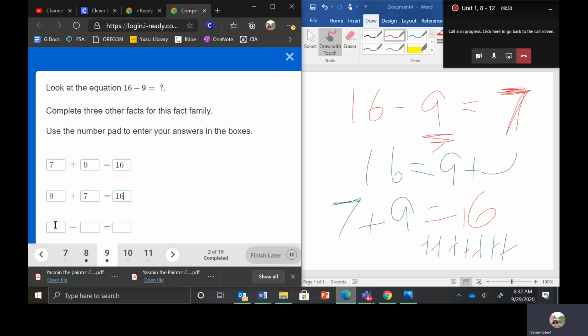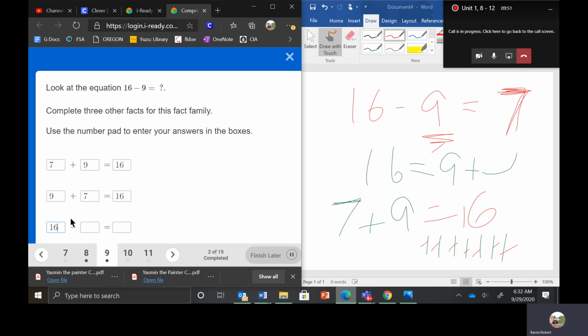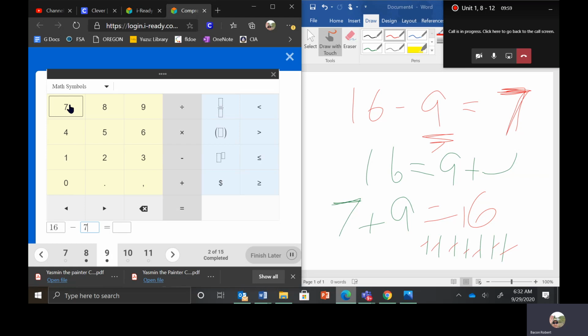But down here, we have to figure out the other subtraction problem, because we started with the subtraction problem. We know we have to start with our biggest number because we're taking away. We're going to start with our total. There's our 16. Now we've already done 16 take away 9, so let's do 16 take away 7.